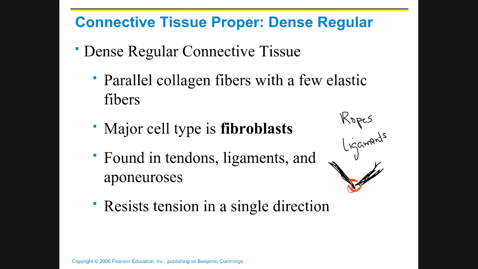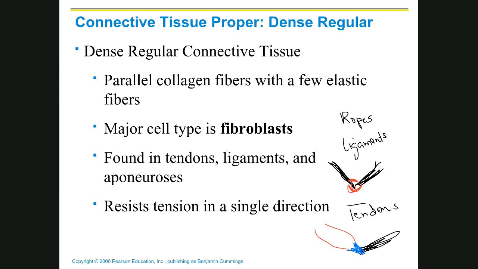We also have tendons, and tendons connect a muscle to a bone. So here's a muscle, and then there's a bone, and there's a tendon that connects the two together. And so it's a rope that holds the muscle to the bone.